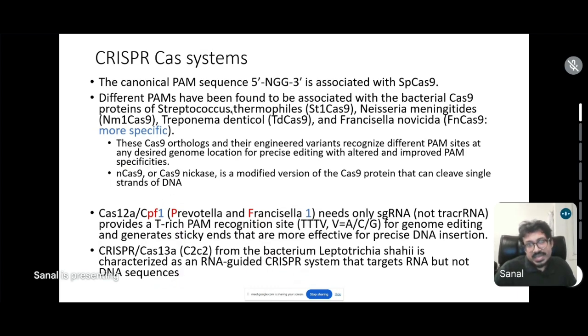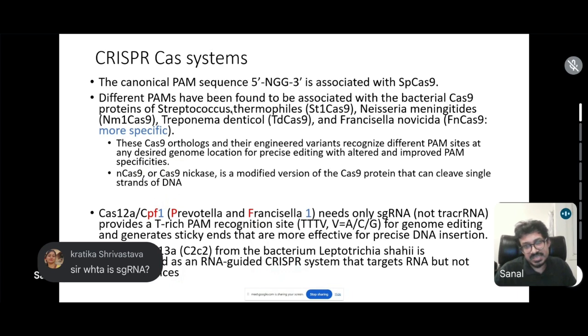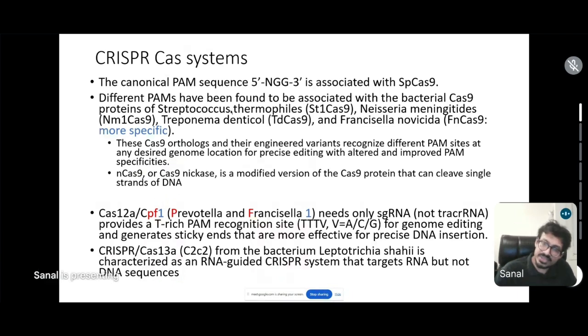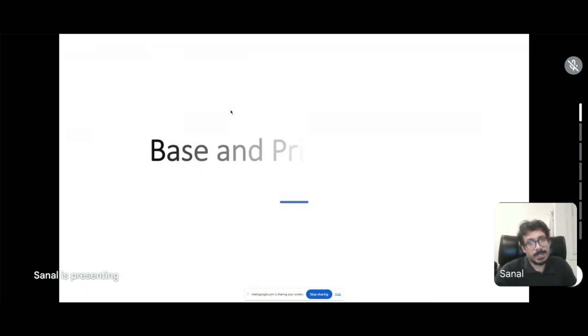CRISPR-Cas13 from the bacterium Leptotrichia shahii is characterized as an RNA-guided CRISPR system that targets RNA but not DNA sequences. That means this can be used very well to cleave RNA or detect RNA. So it can be used against RNA viruses, or it can also be used to detect RNA viruses, for example, COVID or hepatitis C virus, which are RNA viruses. That means it can be used as a diagnostic tool.